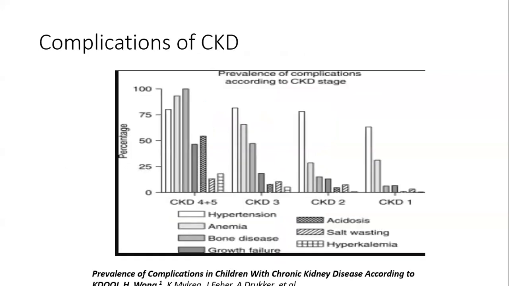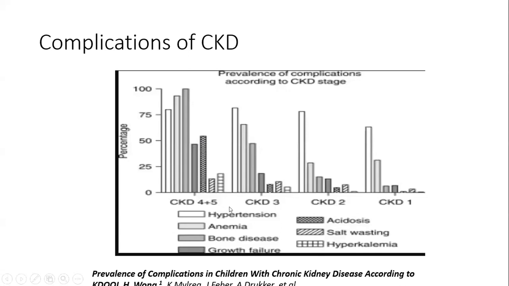When you look at anemia in chronic kidney disease in these pictures, you find that anemia is one of the most common complications. You see how it increases, from around 25% at stage 1 to almost 100% at stages 4 and 5, when the children are on hemodialysis. You also see acidosis here, which increases as it worsens over time.